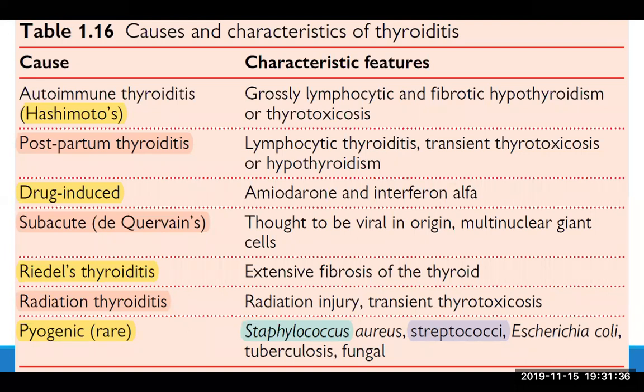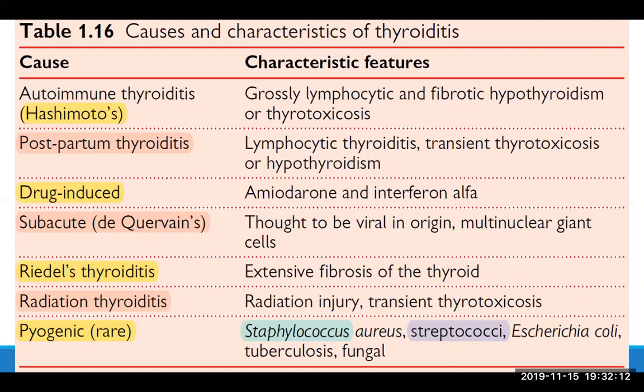Subacute de Quervain thyroiditis is very important because it is diagnosed mainly by thyroid tenderness. With thyroid tenderness, ESR elevated, and thyroid function tests showing thyrotoxicosis, you must suspect de Quervain or subacute thyroiditis. It is treated by just non-steroidal anti-inflammatory drugs and rarely needs corticosteroid. In very limited cases it may be treated by corticosteroid, but there is no role for anti-thyroid drugs.